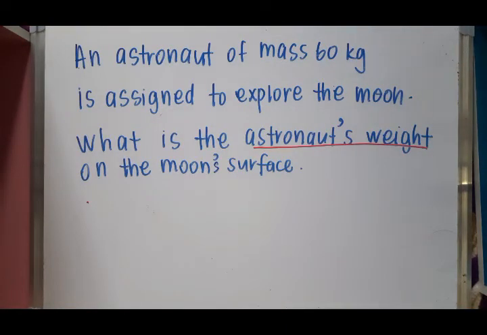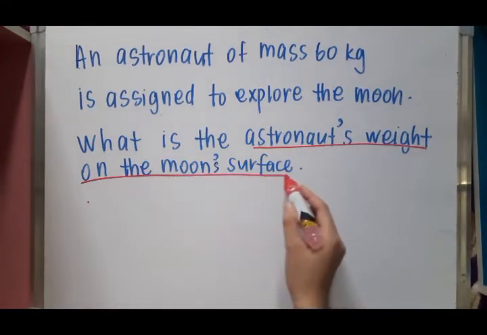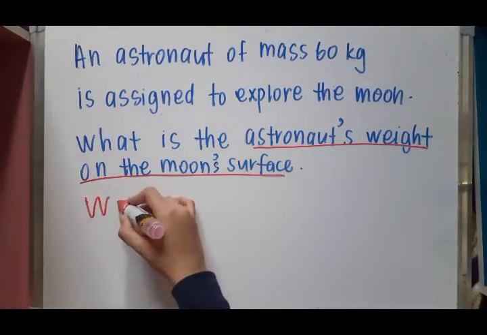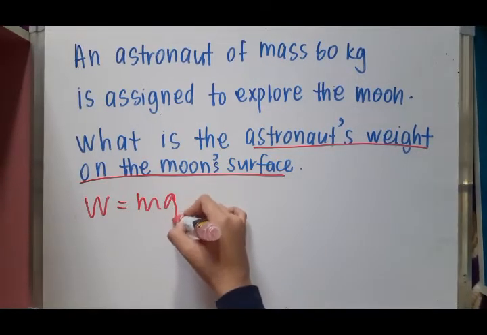Okay, the next question is, an astronaut of mass 60 kg is assigned to explore the moon. What is the astronaut's weight on the moon's surface? Okay, so first we need to determine what the question asks us. The question asks us to find the astronaut's weight on the moon's surface. So how to calculate the weight? We need to use the formula W is equal to mg.